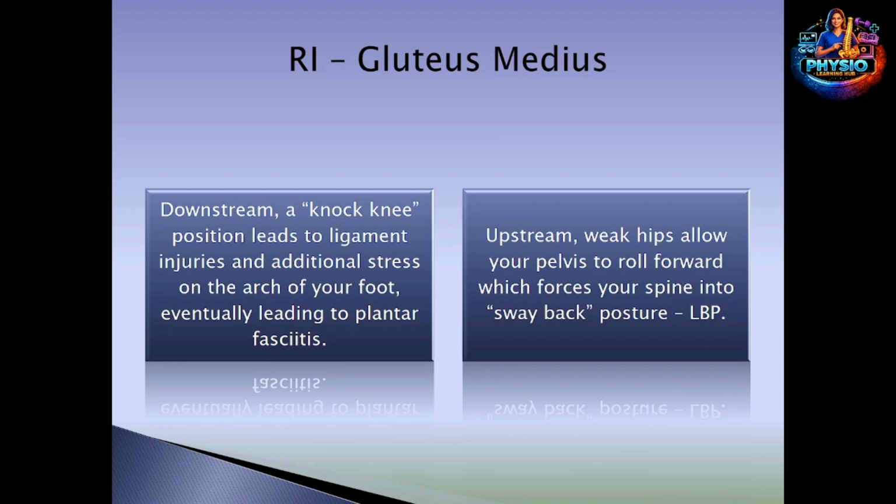Regional interdependence with gluteus medius. Downstream, a knock-knee position leads to ligament injuries and additional stress on the arch of your foot, eventually leading to plantar fasciitis. Upstream, weak hips allow your pelvis to roll forward, which folds your spine into a sway back posture, leading to low back pain.